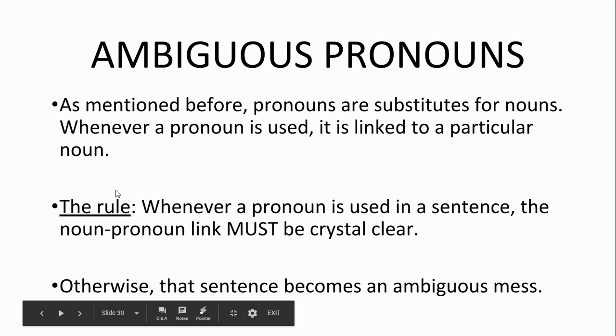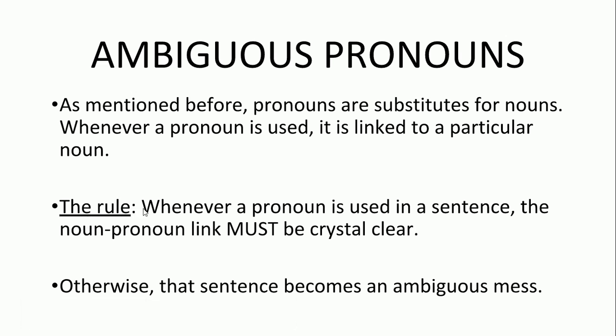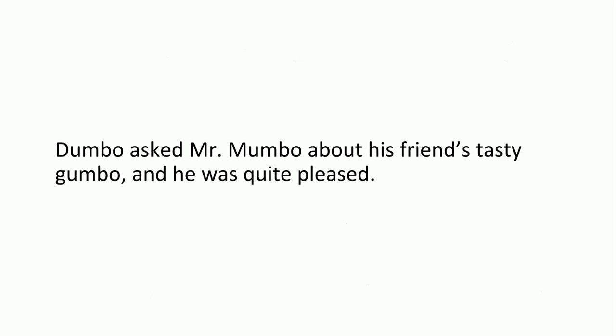Then the particular rule we're concerned with here is that whenever a pronoun is used in a sentence, the noun-pronoun link, the link between the noun and the pronoun, must be crystal clear. It cannot be ambiguous. If it's not crystal clear, then it's ambiguous, and the sentence is not grammatically correct. So, I don't know. What exactly does this mean? Let's look at an example.